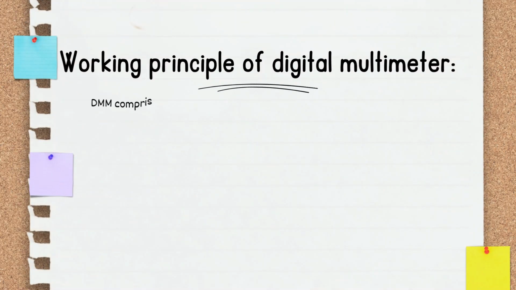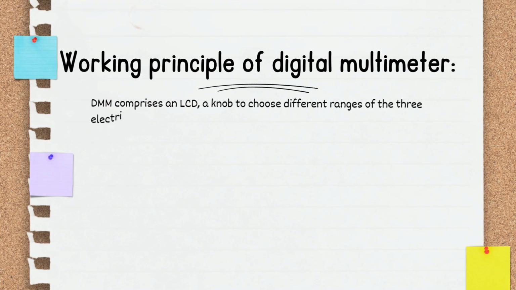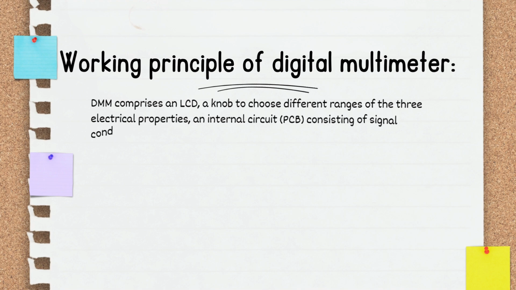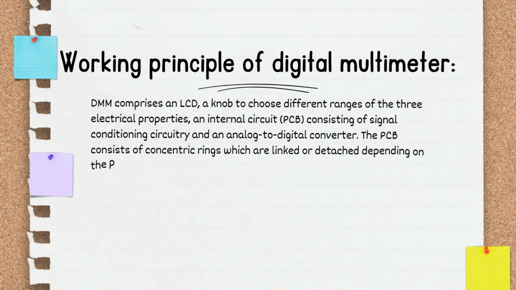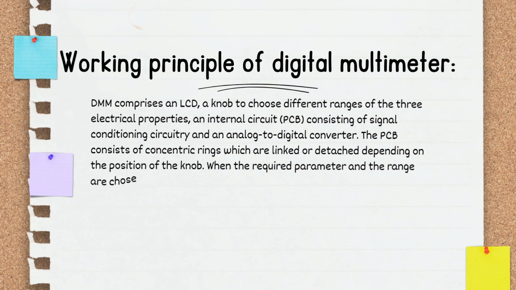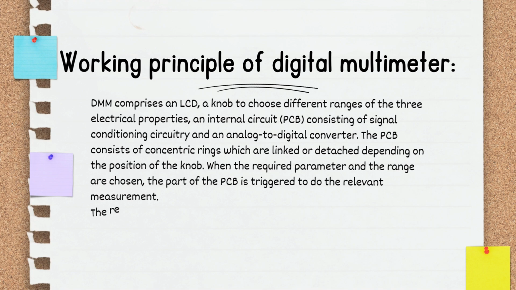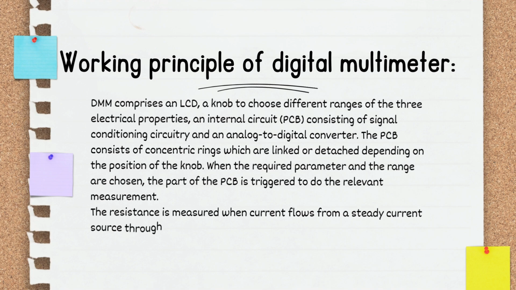The next topic that we will be discussing is the working principle of digital multimeter. A DMM comprises an LCD, a knob to choose different ranges of the three electrical properties, an internal circuit consisting of signal, and an analog to digital converter. The PCB consists of concentric rings which are linked or detached depending on the position of the knob.